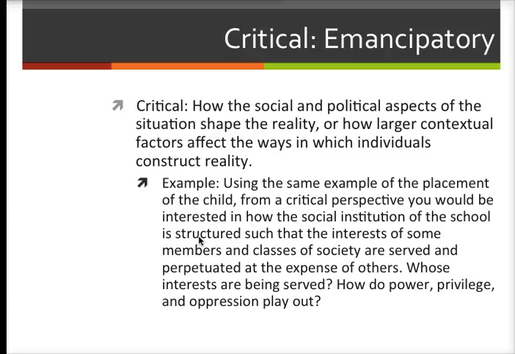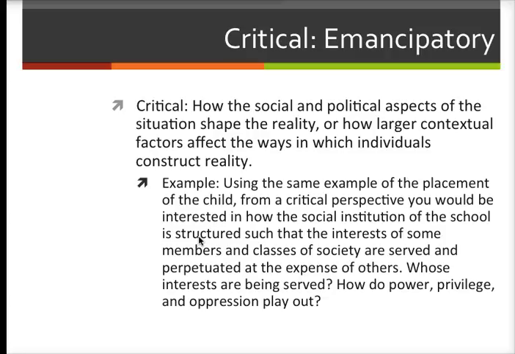Whose interests are being served? How do power, privilege, and oppression play out? So you'd want to look very carefully at why Johnny was placed in this particular classroom. What are the politics behind that? Whose interests are being served? Are the more privileged students exempt from these kinds of placements? Who does the placing, and why does that person have that power to do so? Is Johnny being oppressed by being placed in this remedial class? So really looking closely at those critical aspects. Discourse analysis works really well with a critical focus. Okay, so discourse analysis is looking at documents with a critical eye.